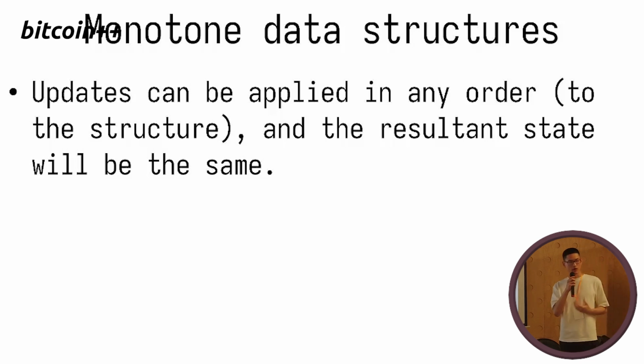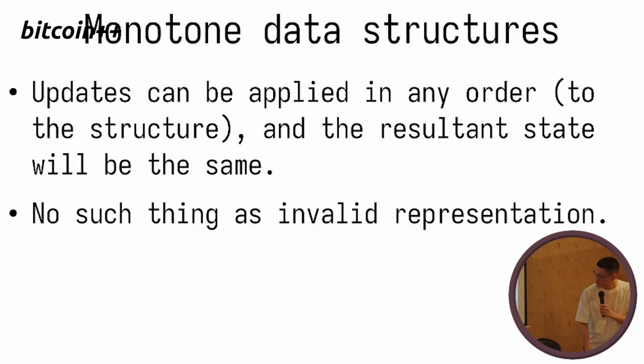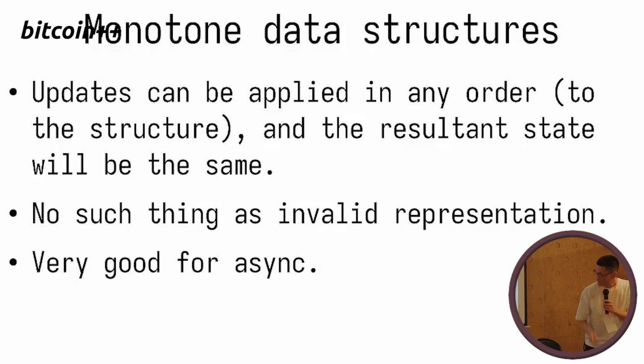So what do we mean by monotone? Basically, it's a data structure where you can update it and apply these updates in any order, and the final result will always be the same. Theoretically, there's no such thing as an invalid representation. And it will be very good for async.